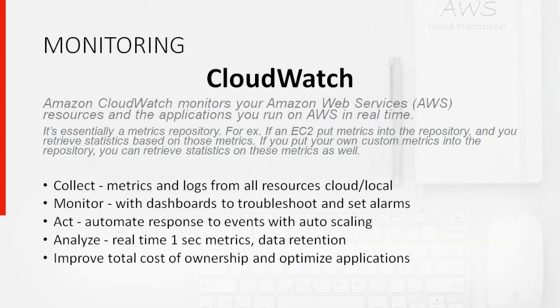Monitoring. CloudWatch. Amazon CloudWatch monitors your Amazon Web Services, AWS resources, and the applications you run on AWS in real time. It's essentially a metrics repository. For example, if an EC2 puts metrics into the repository, you retrieve statistics based on those metrics. If you put your own custom metrics in the repository, you can retrieve statistics on these metrics as well.